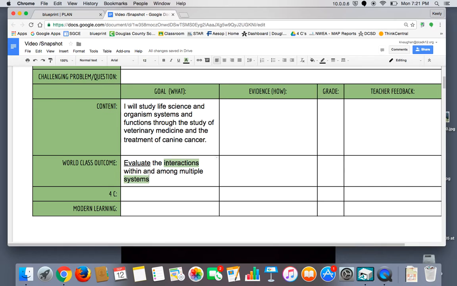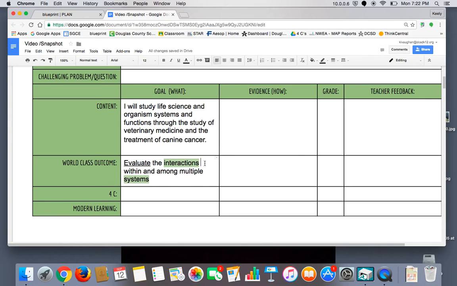I don't have to worry about that quite yet. What I do want to worry about is whether or not interactions and systems is connected with what I want to study. Okay? So again, I'm thinking about the interactions that are taking place with veterinary medicine, specifically the treatment of canine cancer. So what interactions am I thinking about? What two things am I thinking about that are going to be reacting to each other and creating results? Well, that's the medicine that is being used to treat canine cancer.